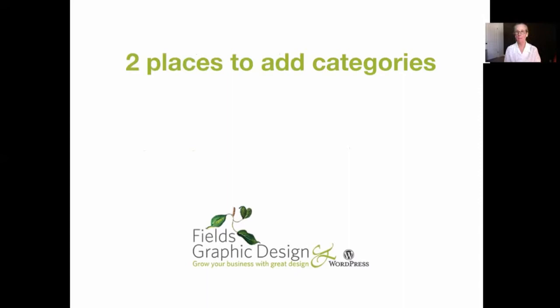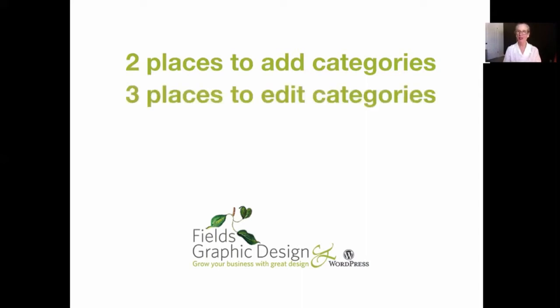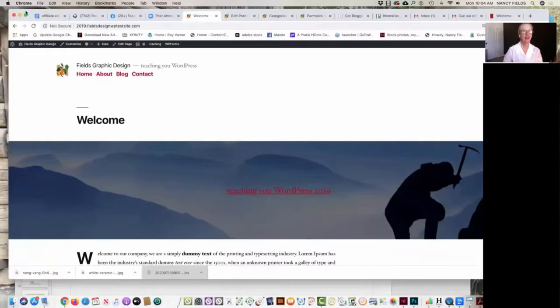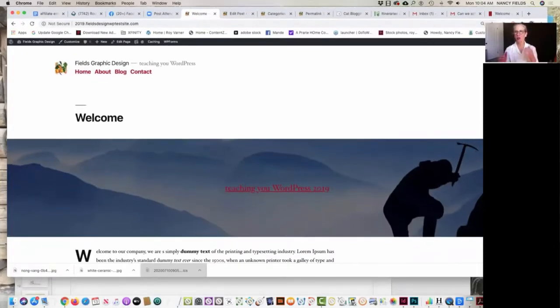So there are two places that I'm going to show you that you can add categories. And then I'm going to show you the three places that you can actually edit your categories. And then the one place you're going to go to boost your SEO for your categories. This is on my test site. Now, categories refer to your blogs. That's it. They don't refer to your pages. They refer to your blog posts.